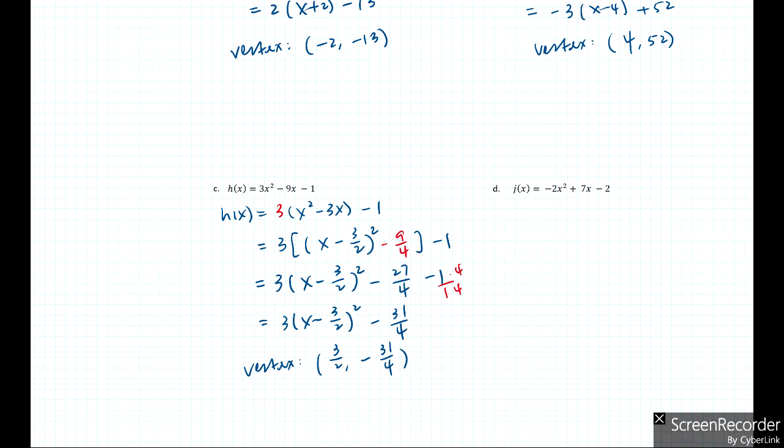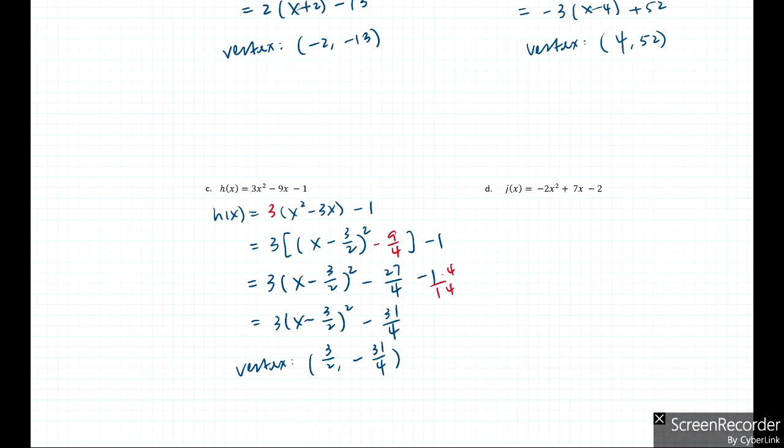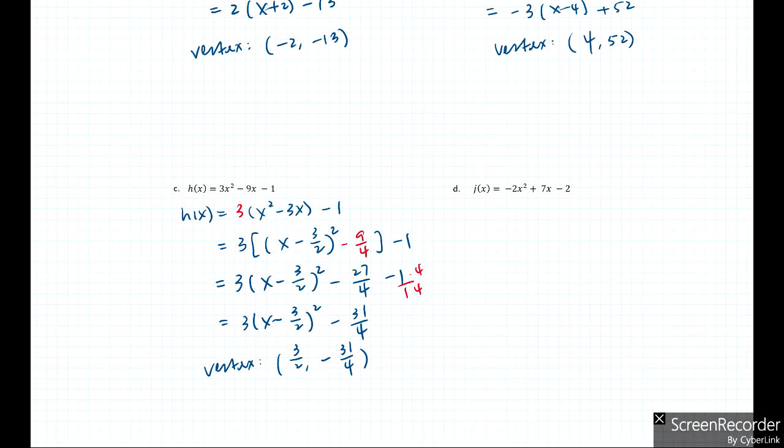And lastly, we have part D, which again is this problem where we have a little bit more fractions to work with, but that's perfectly fine, because once we have this process down, it doesn't matter whether we have fractions or not. It's always the same strategy. Here we want to factor out the leading coefficient, negative 2. Once we do so, we would have x squared minus 7 over 2x. Again, make sure you change the sign when you factor out a negative value.